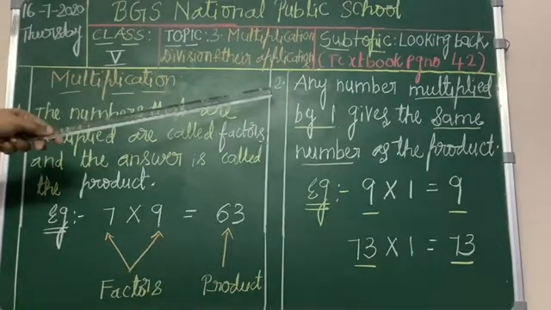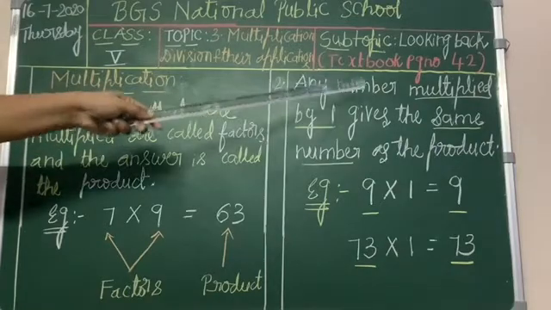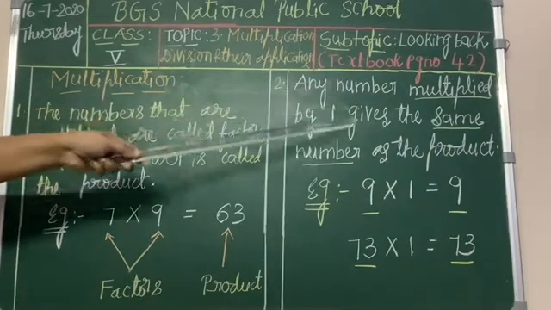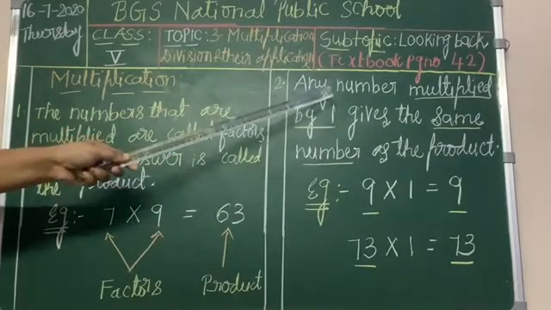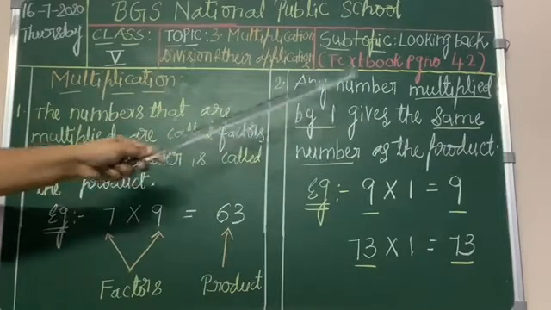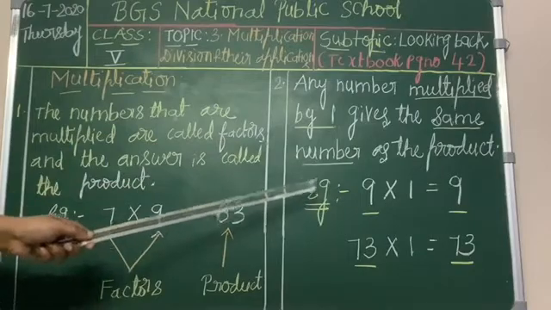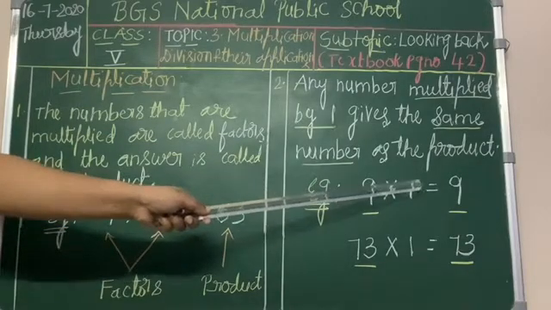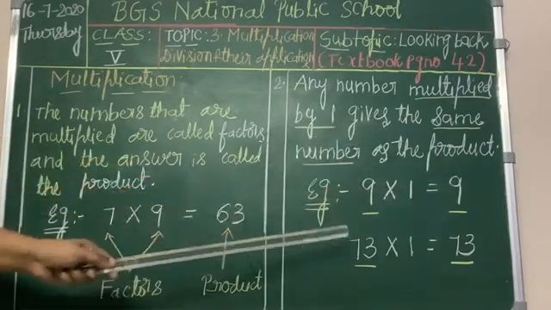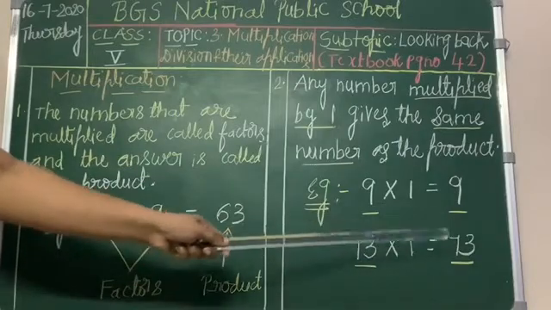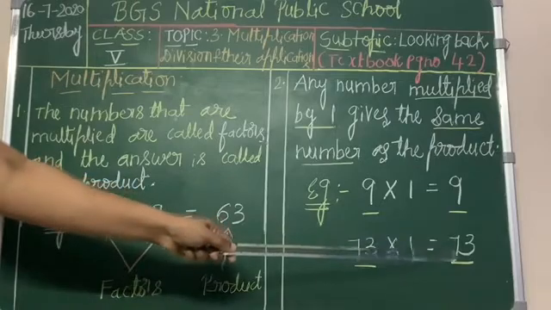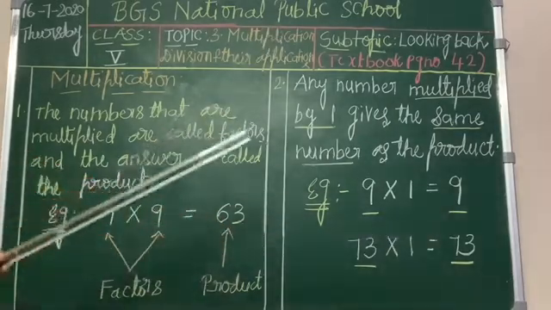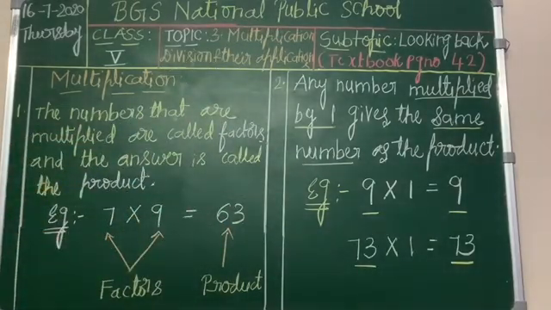Now what is the second property? Any number multiplied by 1 gives the same number as the product. If you multiply any number by 1, you will get the same number as the product. For example, here 9 into 1. What will you get? You will get 9 itself. 73 into 1, you will get 73 itself. If you multiply any number by 1, you will get the same number as the product. This is the second property, children. Now there are 2 more properties we will learn, children.